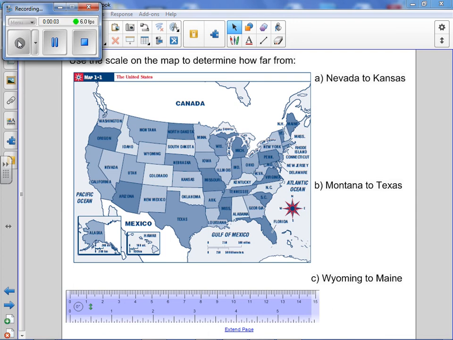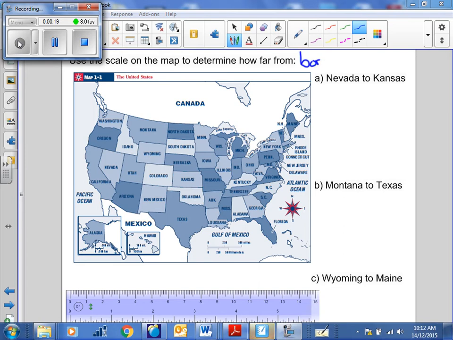This is lesson 3 in Math 21 outcome 4. So on this example, they're given a map with a scale, and we have to figure out how far each of the two states are from each other. So to make this easier, we're going to figure out the distance they are from border to border.